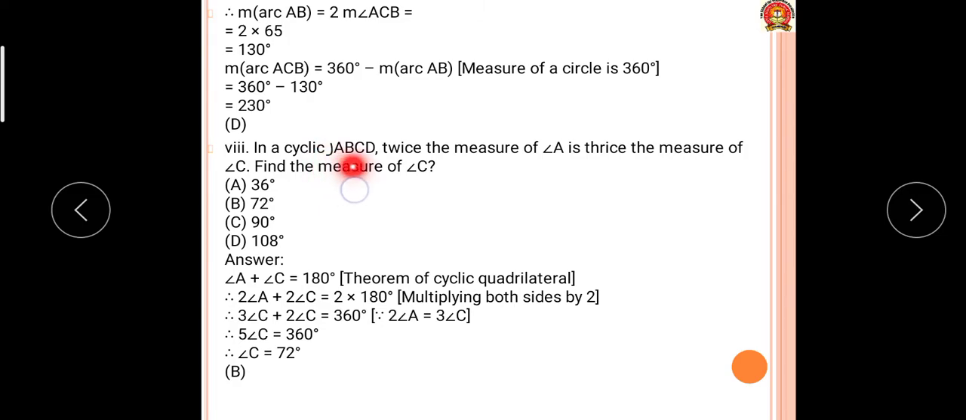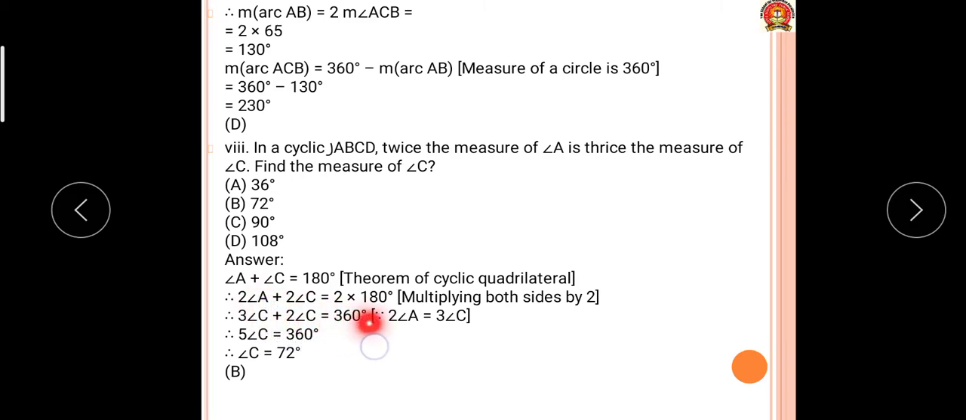In a cyclic quadrilateral ABCD, twice the measurement of angle A is thrice the measurement of angle C. Find the measurement of angle C. Now see, A and C, ABCD is cyclic. Opposite angles are supplementary. So by the theorem of cyclic quadrilateral, angle A plus angle C is 180. So what is given according to the given condition? Twice the measurement of angle A is thrice the measurement of angle C.